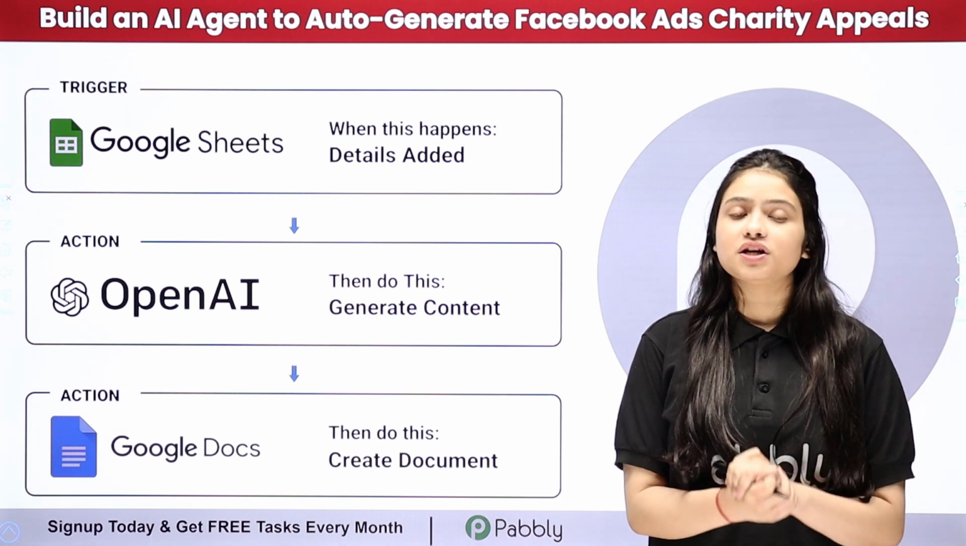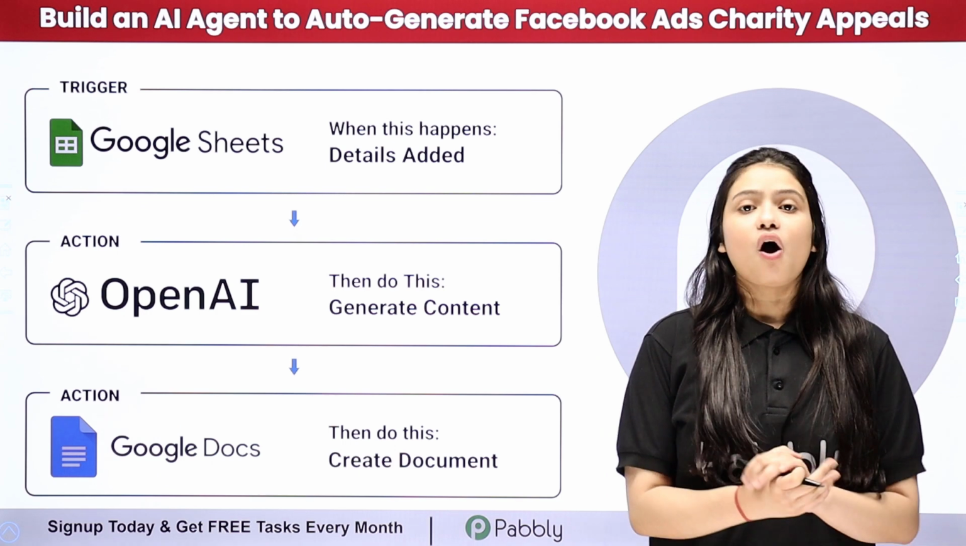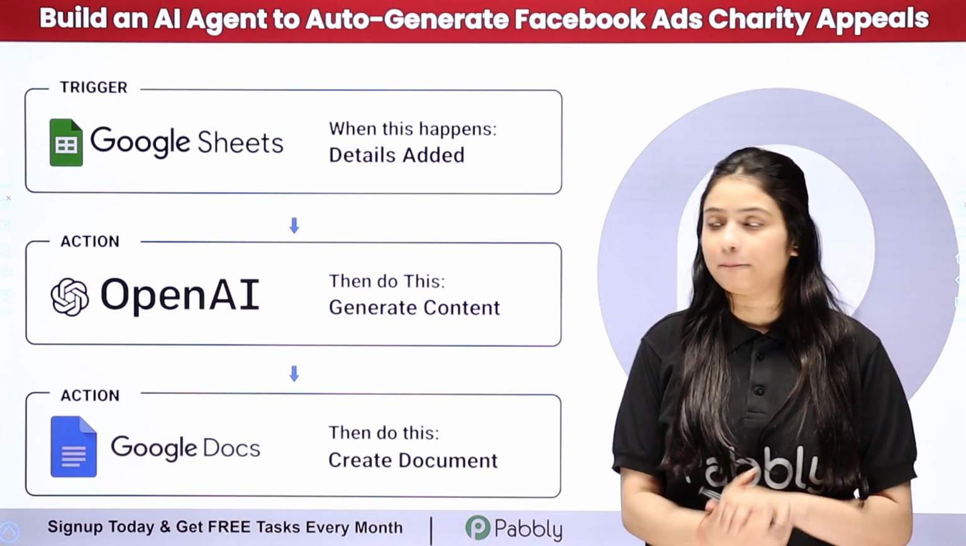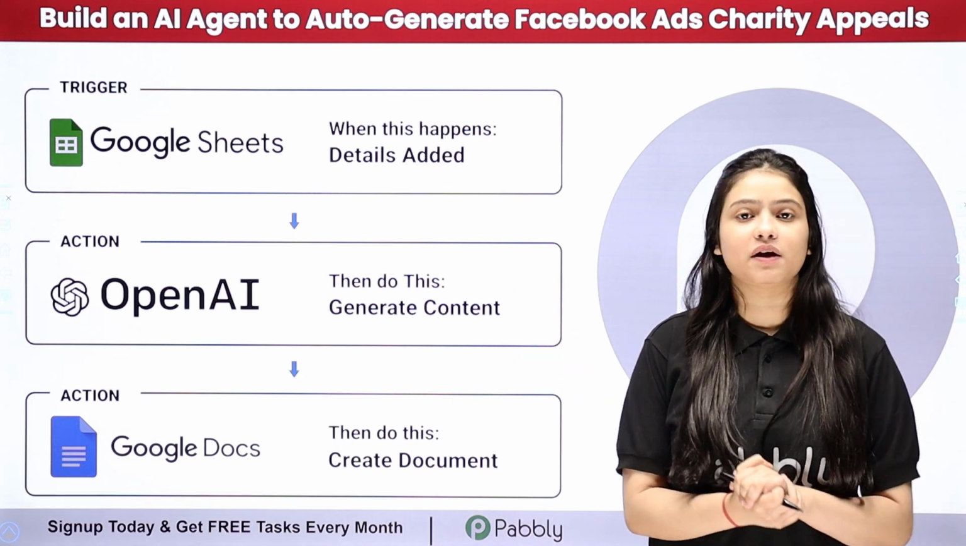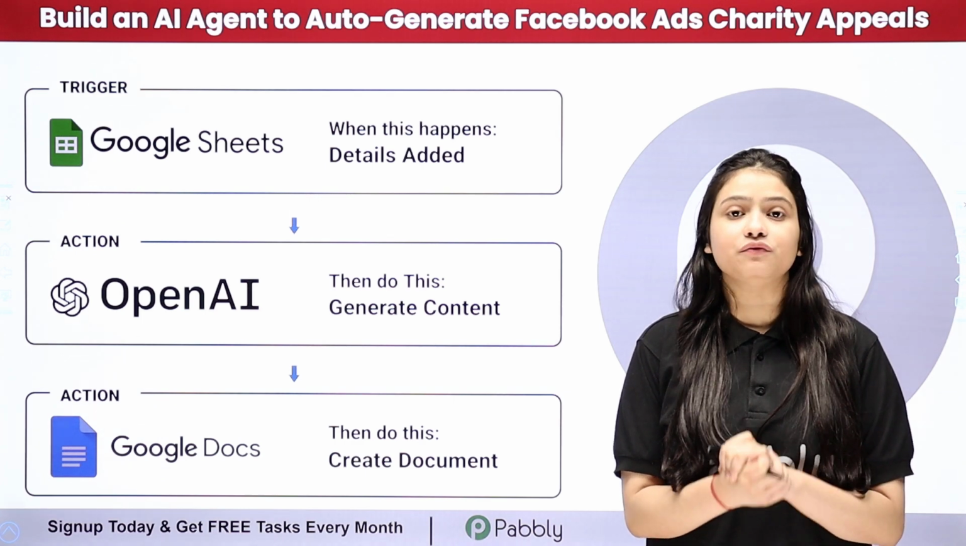So now in my Google Sheets, as soon as a new cause for charity is added along with all the details, a charity appeal is automatically going to be generated in the form of a Facebook ad campaign with the help of OpenAI, that is my AI agent, and also a document is going to be generated for that same campaign to be reviewed further.